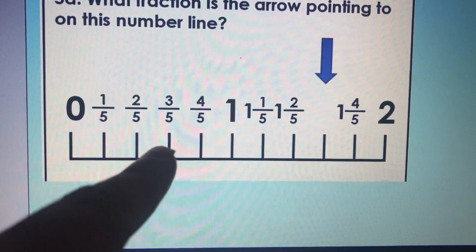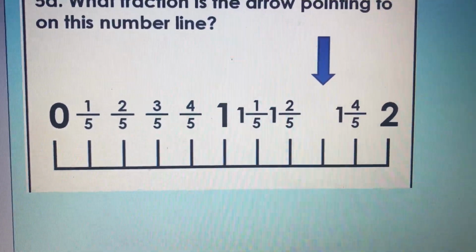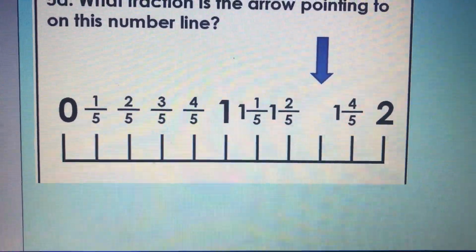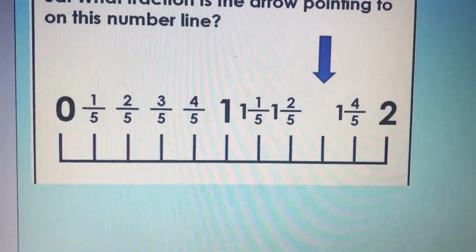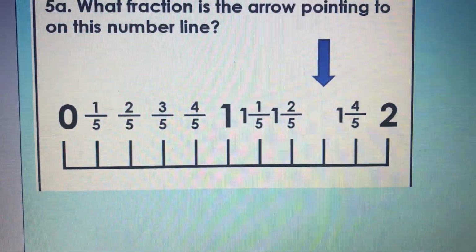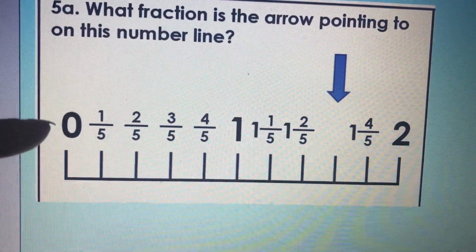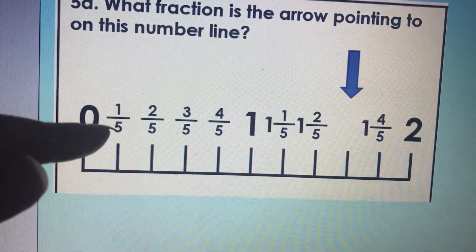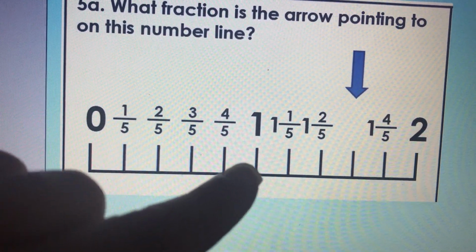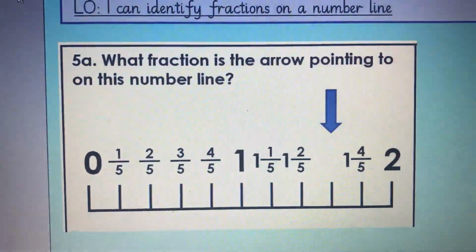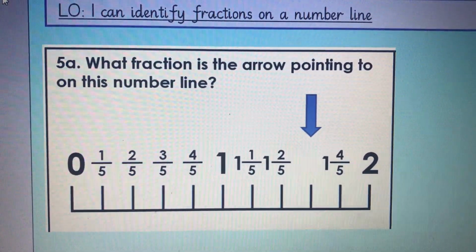1, 2, 3, 4, 5. And then between 1 and 2, the whole numbers, there are also 5 sections. 1, 2, 3, 4, 5. And you will notice that for every question like this, the number that is the denominator will be the same as the number of sections between each of the whole numbers. And if you can remember that and understand that, it will really help you with this kind of question.